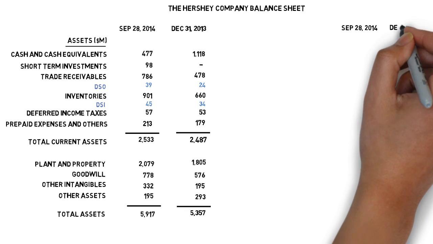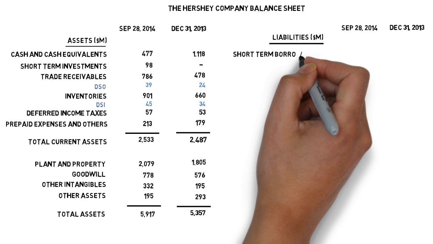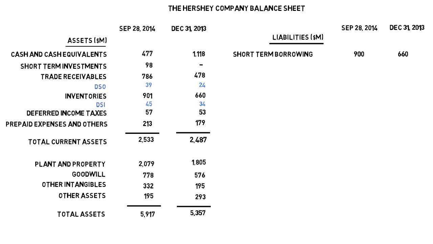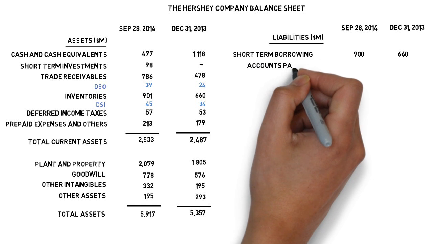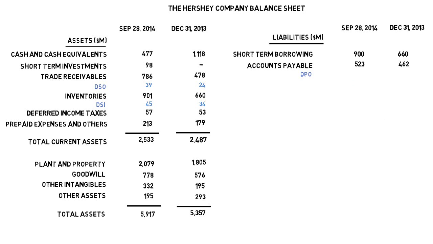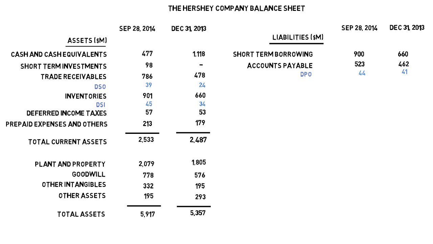Now on to the other side of the balance sheet, where we start with current liabilities. Short-term borrowings represent the debt of the company, which falls due within the next 12 months. Accounts payable next, which can be expressed in terms of days payable outstanding. To calculate this, we divide accounts payable by cost of goods sold, and again multiply by 365. We see that days payable outstanding has increased from 41 days to 44 days. This suggests the company is managing to hold creditors off for longer before paying them.